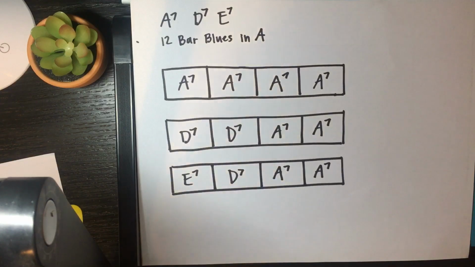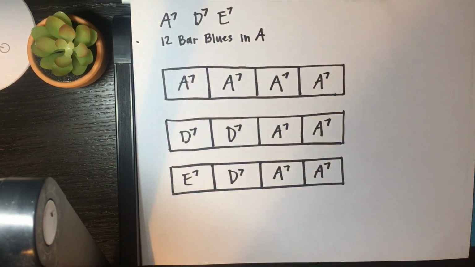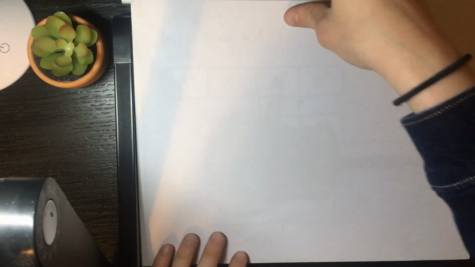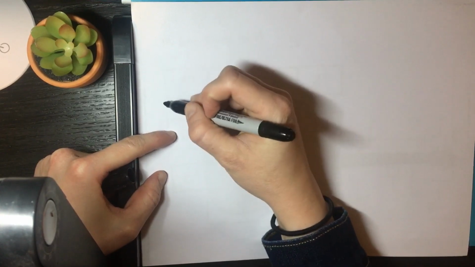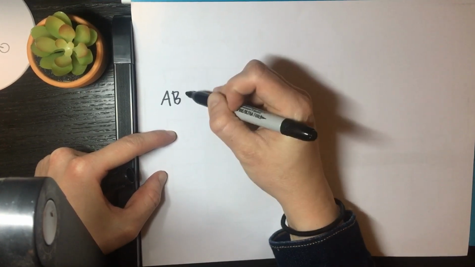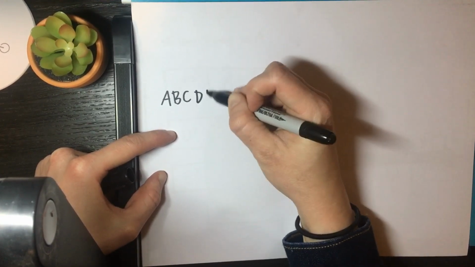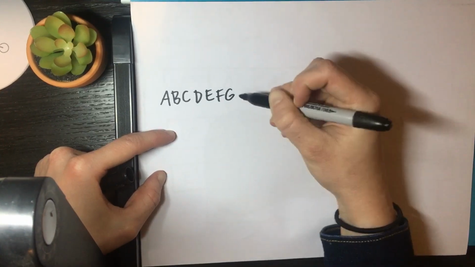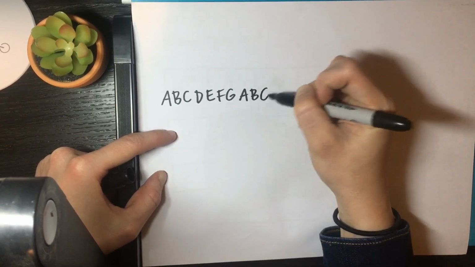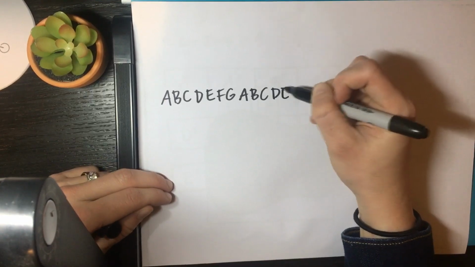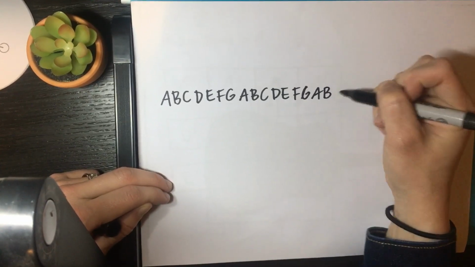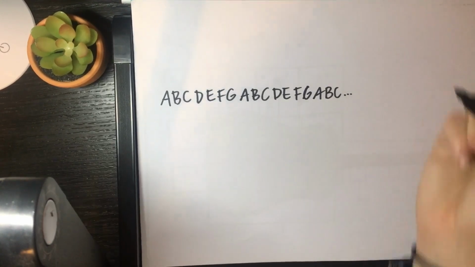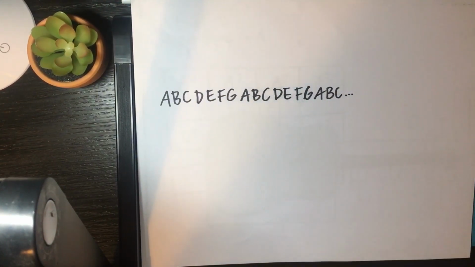Now, 12-bar blues isn't always played in the key of A. In fact, a 12-bar blues can be played in any key, which means it can start on any note. So remember how our musical alphabet is just A through G. A, B, C, D, E, F, G. And then when we get to G, it starts over again at A. So it's like this on piano notes or when you're playing scales. So we're just A through G, and then it repeats over and over again. So these are like our musical notes.